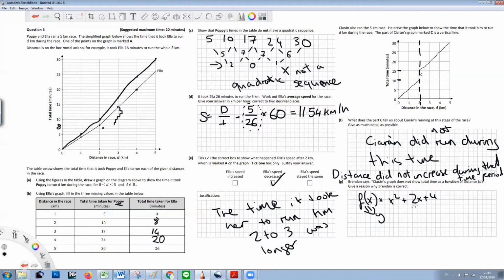So what it's saying here is Kieran's graph does not show total time as a function of distance. Give a reason why he is correct. So this is distance, but if we wanted to show time as a function of distance, it would be basically the other way around. So our distance would have to go this way. So you could just say here, distance is equal to the x axis, hence it is not a function.